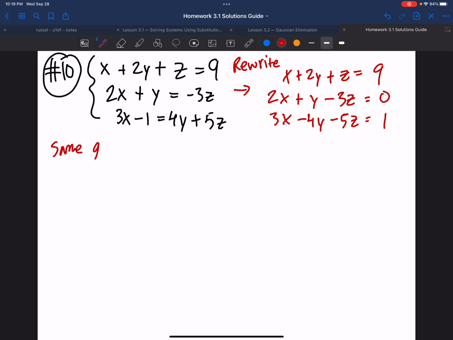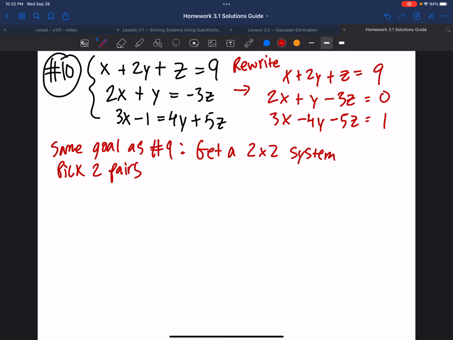Same goal as number 9. Get a 2 by 2 system. Now, the way you're going to do this, I actually like this one better, is eliminate, just pick 2 pairs of equations, okay? Pairs meaning 2 twos, right? Pick 2 pairs of equations. Eliminate the same variable.